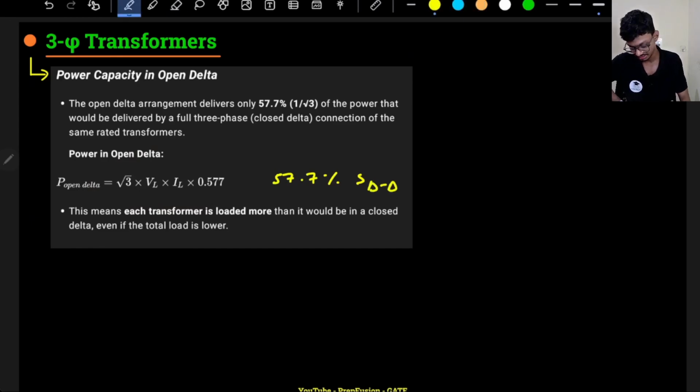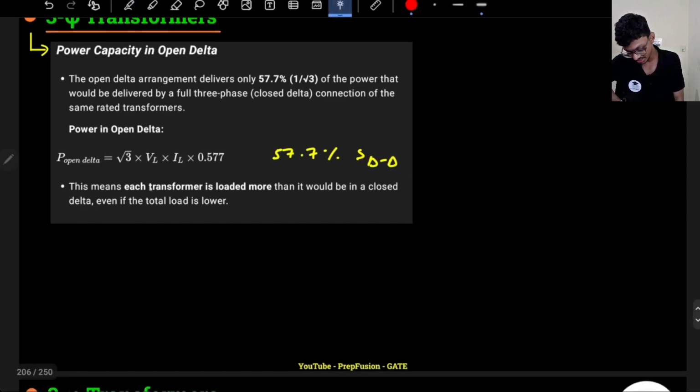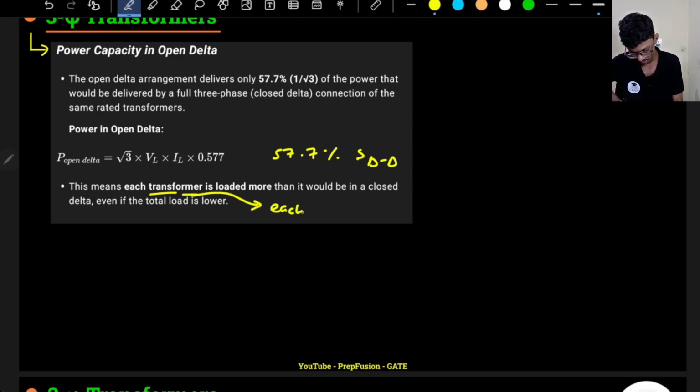Open delta is also called VV. Remember, this means each transformer is loaded more than it would be in closed delta. That means basically not each transformer, but each phase of the transformer, each coil of the transformer.